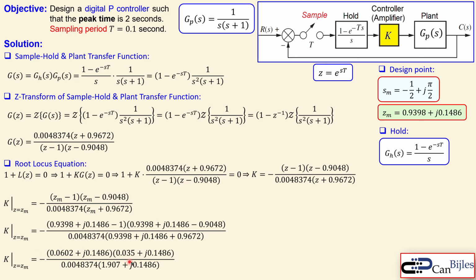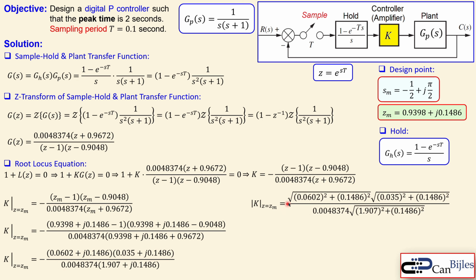Now we need to take the magnitude of this expression. For that we need to make this minus a plus, so it is an absolute value, and then use the formula for taking the magnitude of this complex expression. That's shown here. So we get the square root of the real part squared plus the imaginary part squared, etc. Same thing for the denominator. This part is just what it is.